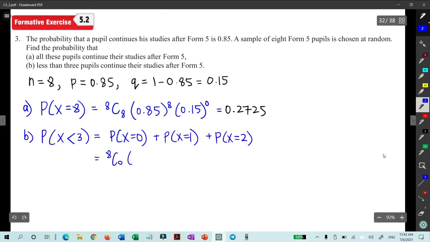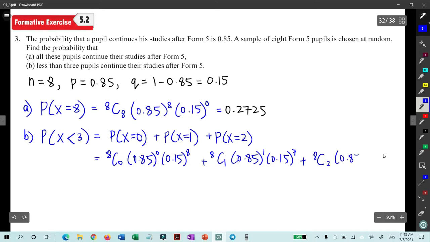8C0, 0.85 to the power of 0, 0.15 to the power of 8 minus 0, which is 8, plus 8C1, 0.85 to the power of 1, 0.15 to the power of 7, plus 8C2, 0.85 to the power of 2, 0.15 to the power of 6.